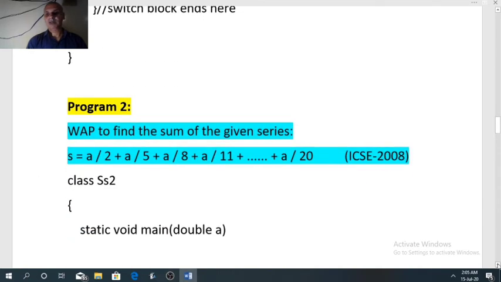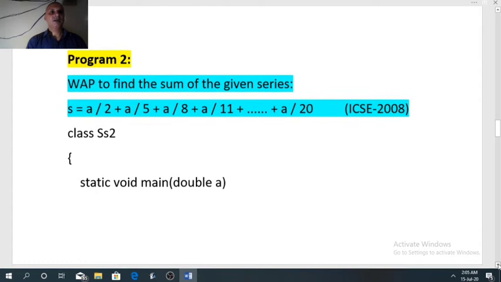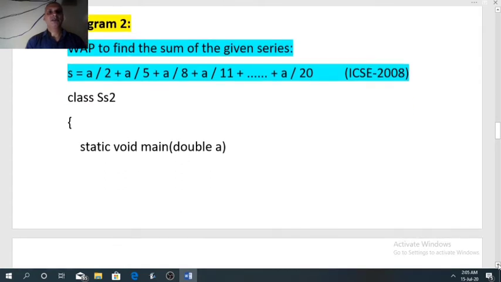Now we will see the second program. Write a program to find the sum of the given series s equal to a by 2 plus a by 5 plus a by 8 plus a by 11 up to a by 20. It is also asked in ICSE board in 2008.